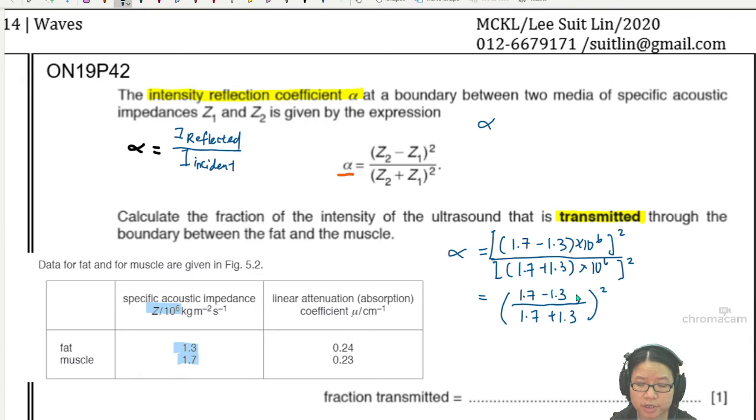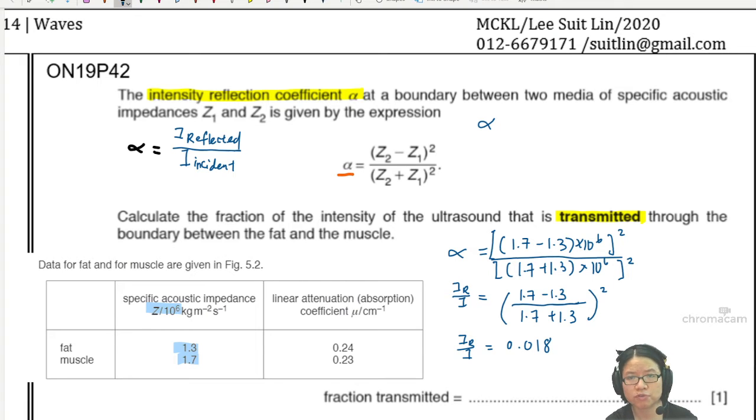I'm going to ask my friend Casio, the calculator, what is 0.4 divided by 3? 0.1333333 square. 0.017777. So we'll put 0.01777, then 0.018, or 0.0178. Two significant figures is good enough. So this is the reflected, because this is IR over I.